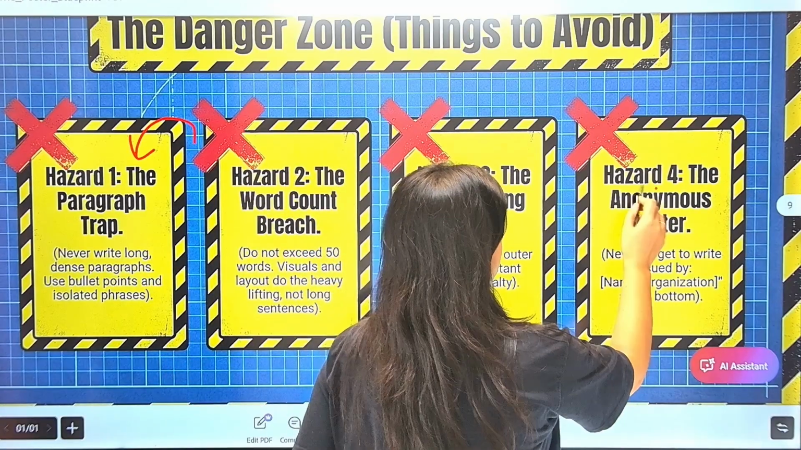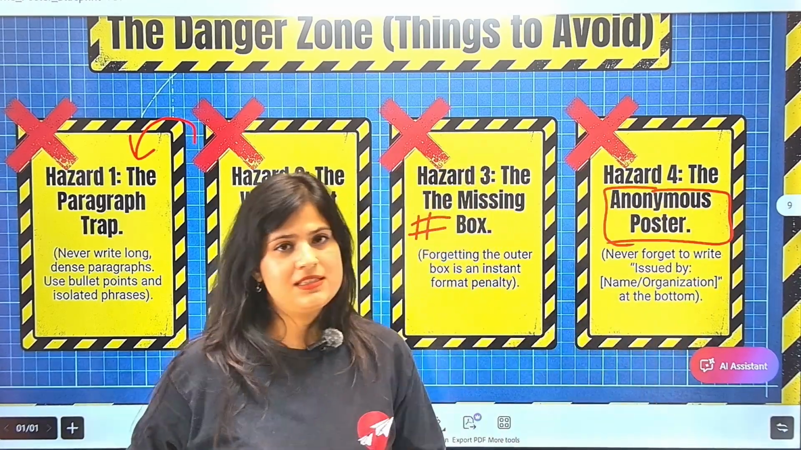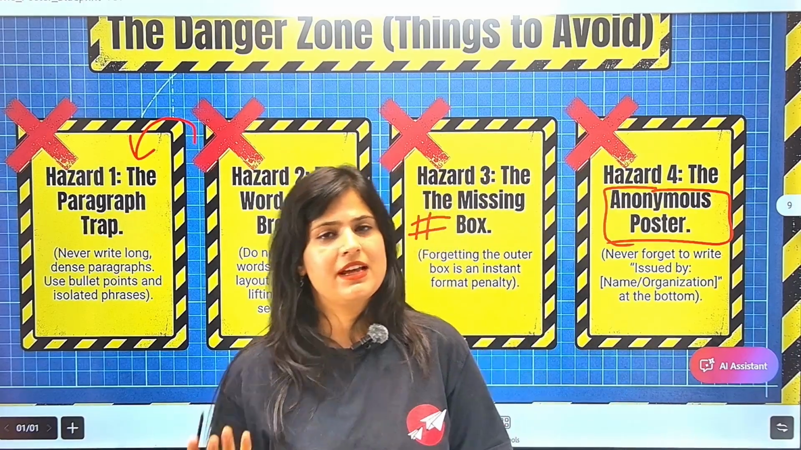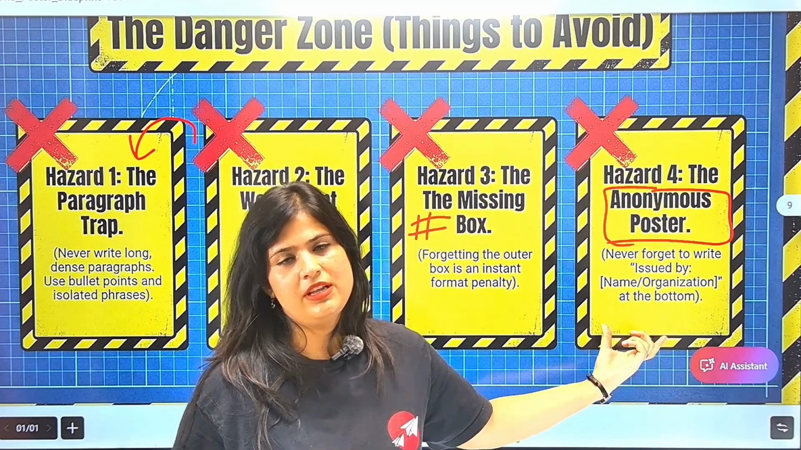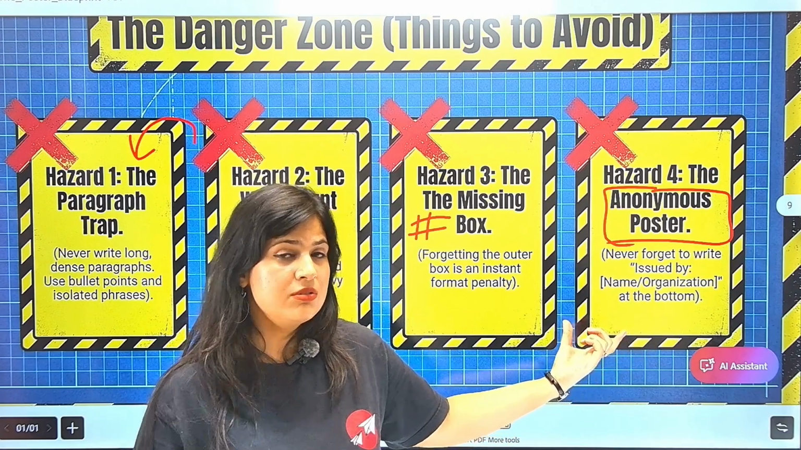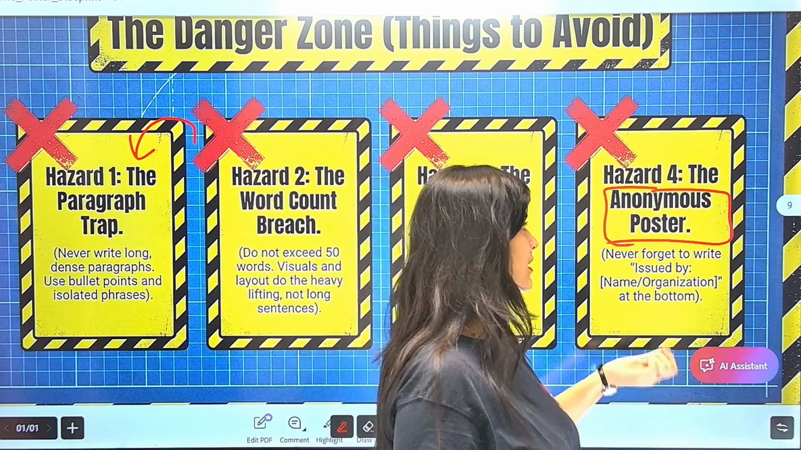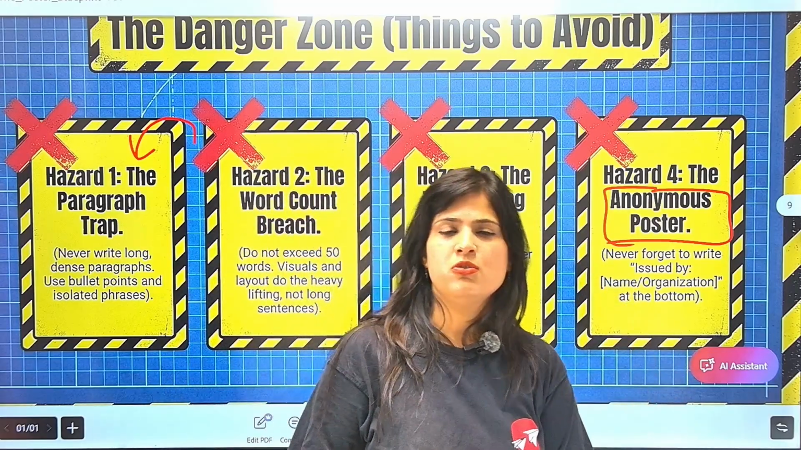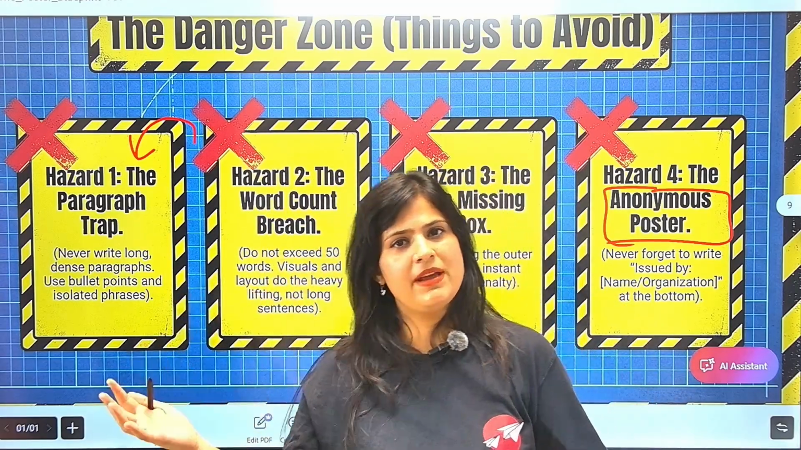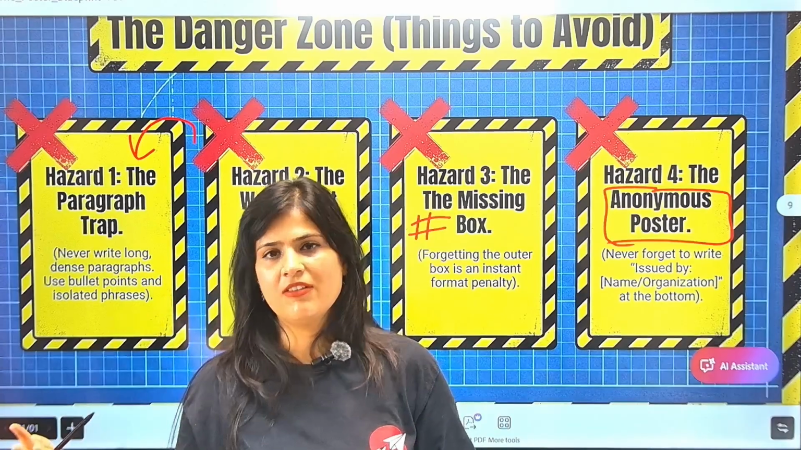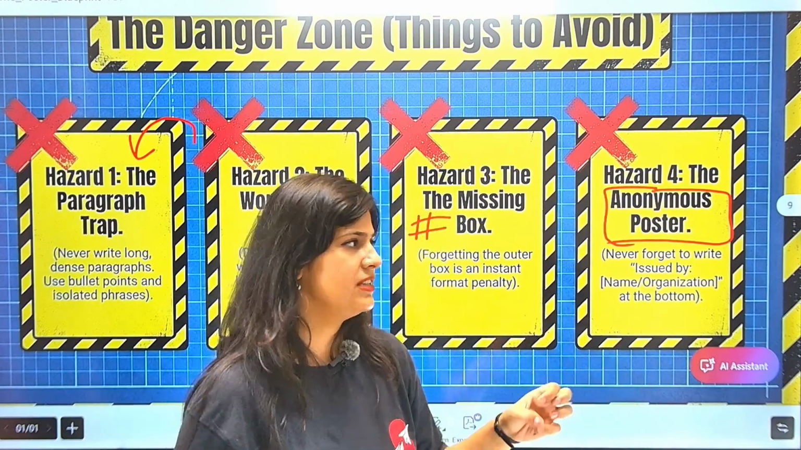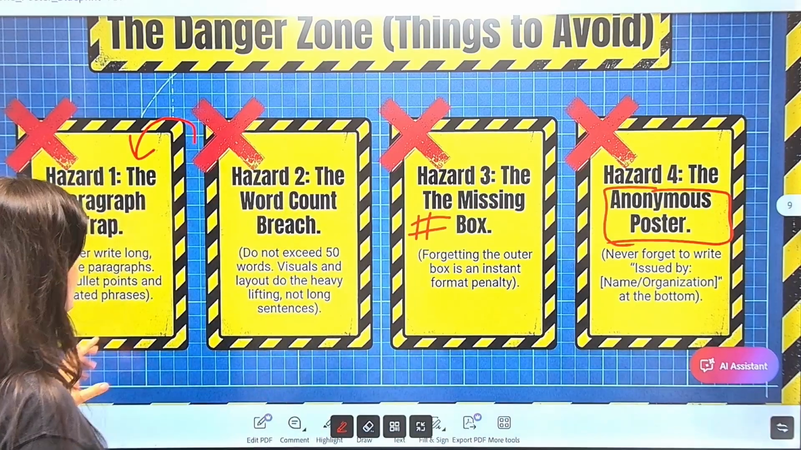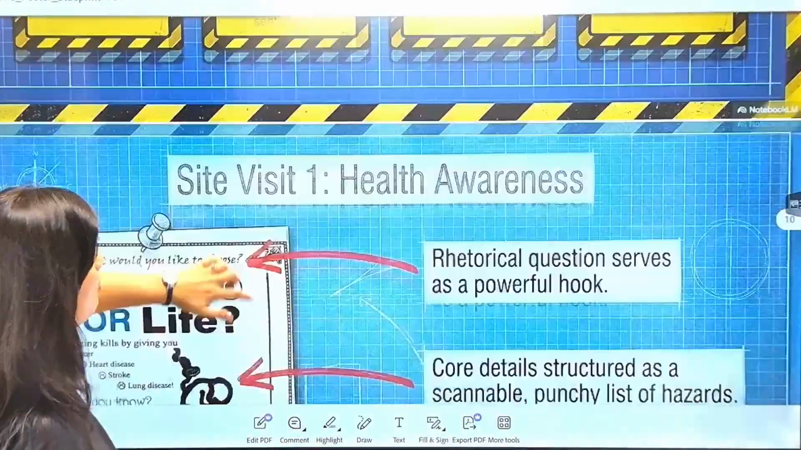And the anonymous poster. As the word suggests, you have forgotten what? You have forgotten writing the issuing authority. Name of the organization that has issued the poster. So वो तो आना ही चाहिए, right? So the poster should not remain anonymous. It has to be issued by, sponsored by some entity, some NGO, some government organization, some private organization, but has to be there. Okay. So these are the 4 danger things that you need to avoid.